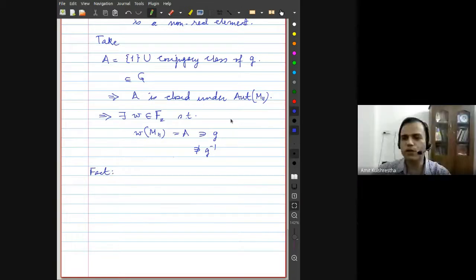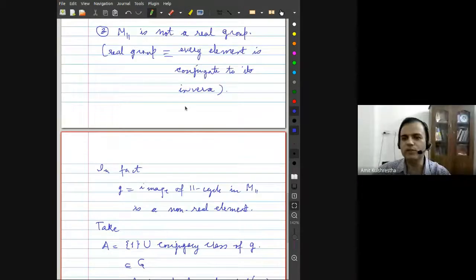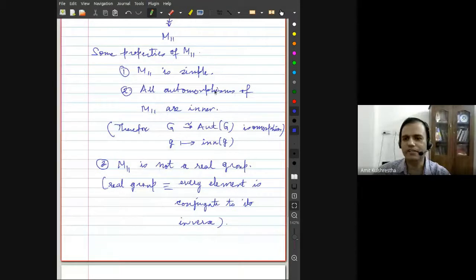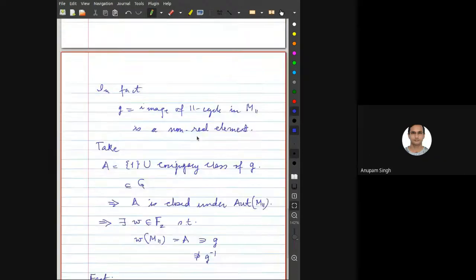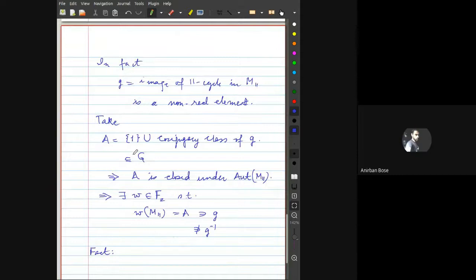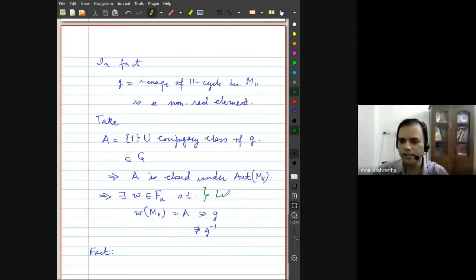Yeah, because all automorphisms are inner, and I am taking conjugacy classes only. That is one of the properties of M11, that all automorphisms are inner. And the set A is the identity and one conjugacy class of G. So, a union of two conjugacy classes, basically. Okay.